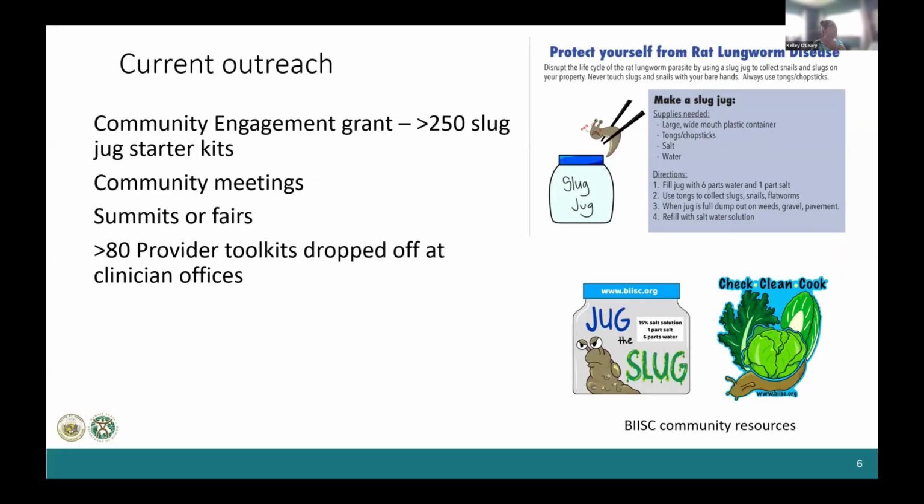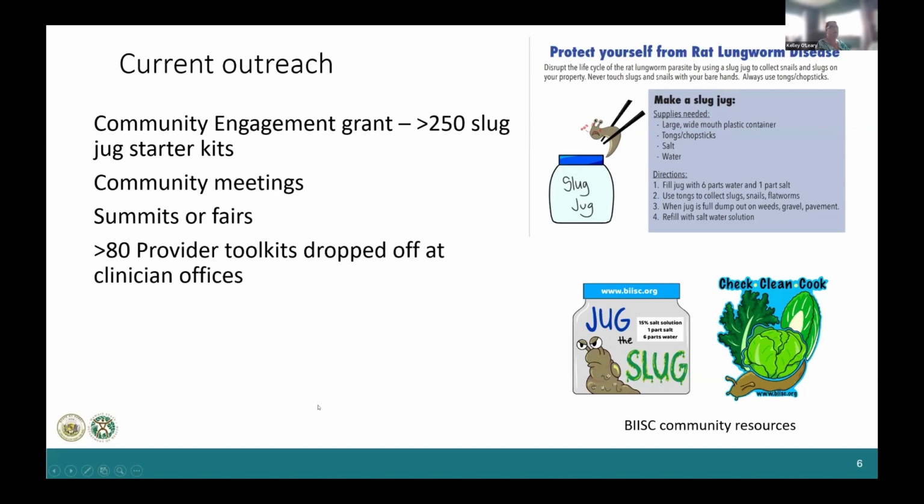So we're having some fun with that, really trying to, again, get out there and talk about strategies to reduce slugs and snails. We go to all kinds of community meetings, summits or fairs. We went to the Activate Puna block party. It probably wasn't the best place to be passing out slug jugs, but we still did it. And we passed out over 80 provider toolkits.